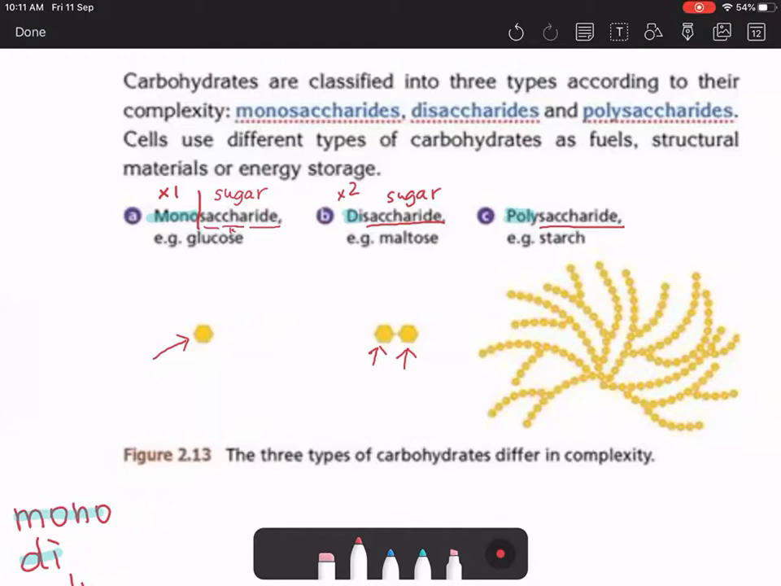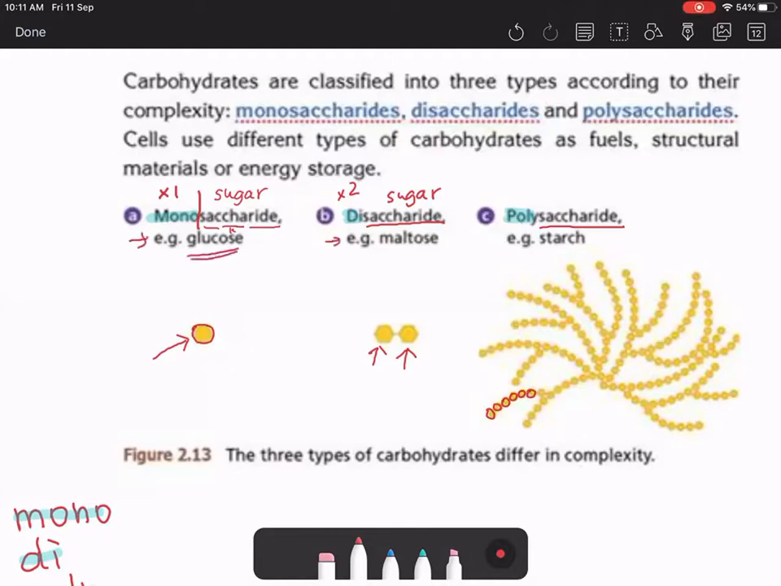The size is much larger. Okay, larger. And then it's made of many thousands of monosaccharides here. Okay. Now here you see the example.